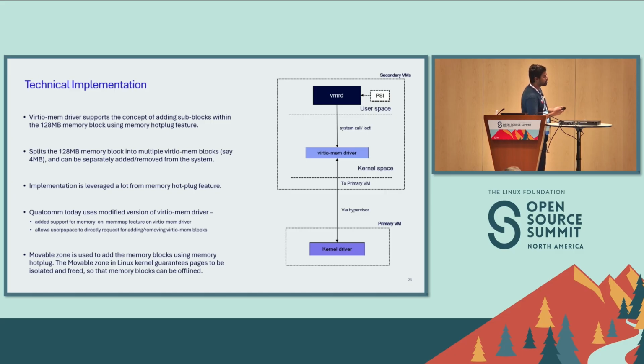Another important thing, if some of you are aware of the memory management side of Linux, is something called the movable zone. All of this adding and removing of memory in the secondary VM happens in the movable zone. We use the movable zone because it guarantees that the pages can actually be offlined, isolated and then migrated out. This is very important for offlining those 4 MB chunks and giving them back to the primary VM. So we use the movable zone for that, and 90% of the time it guarantees that the pages can be offlined.